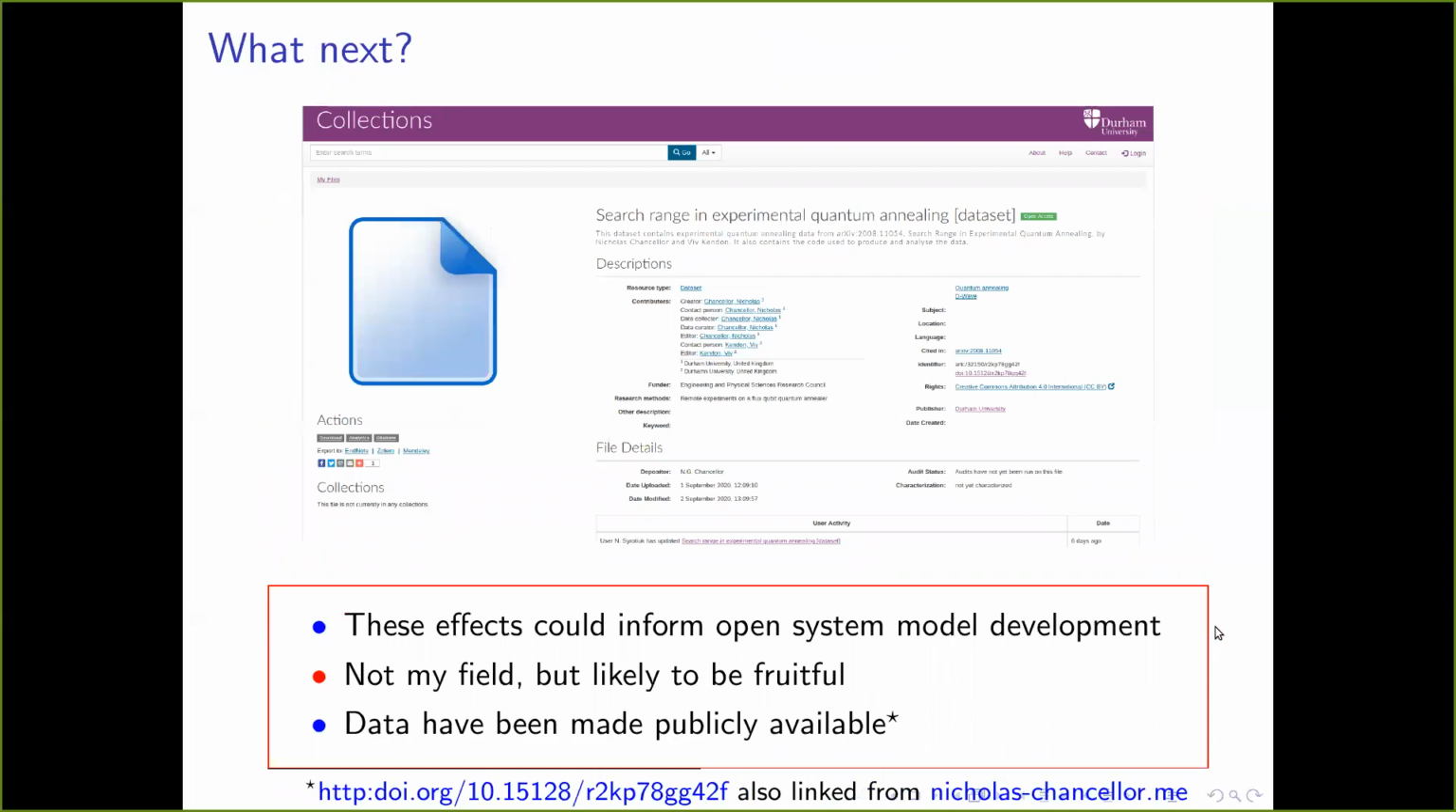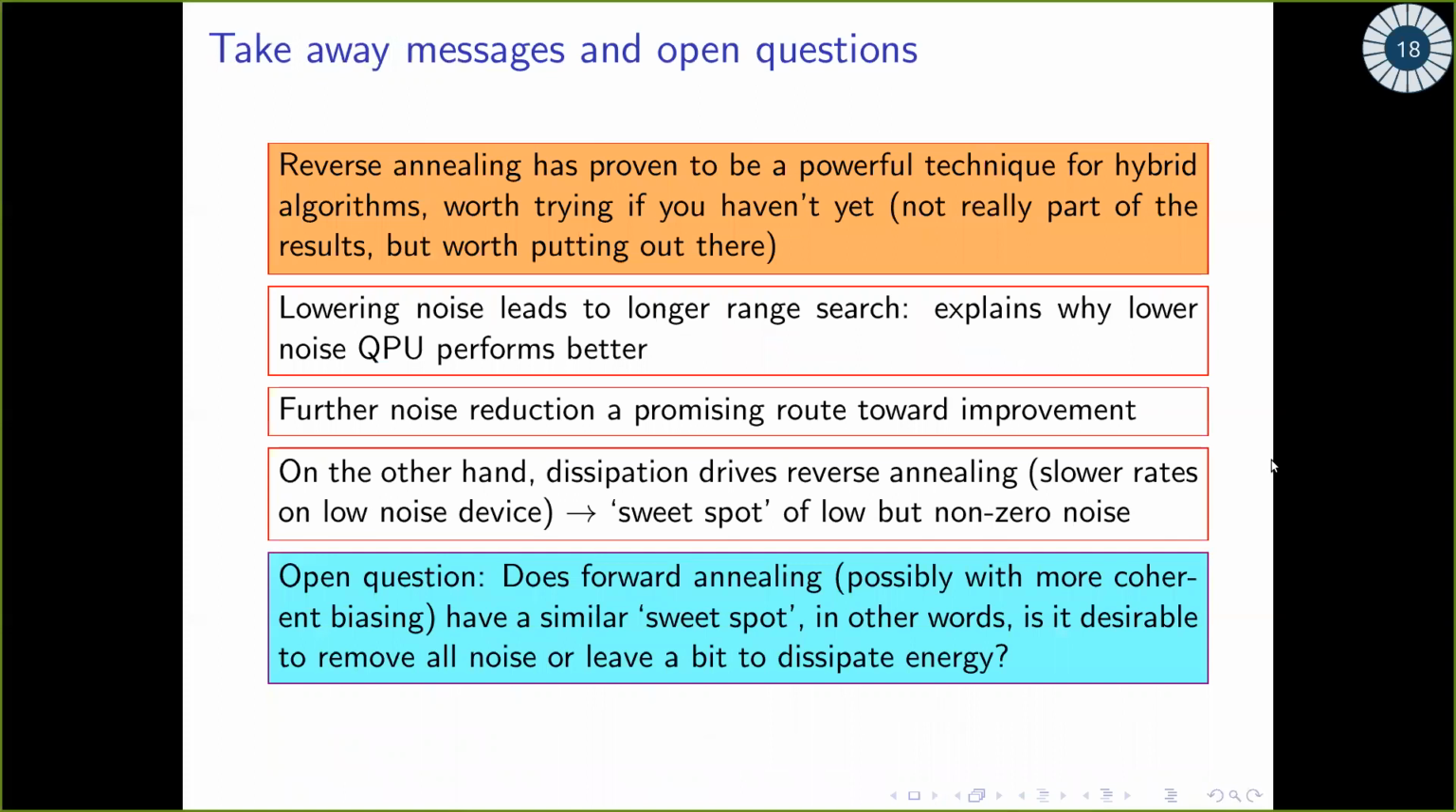Very quickly, what's next? Well, these effects could be very useful in trying to figure out open system models here. This isn't really directly my field, but it's likely to be fruitful if someone does it. We have this sort of interesting experimental effect we've uncovered. And to this end, the data from these experiments have been made publicly available. It has a DOI you can use there, or if you don't want to copy down the DOI, it's also linked from my webpage.